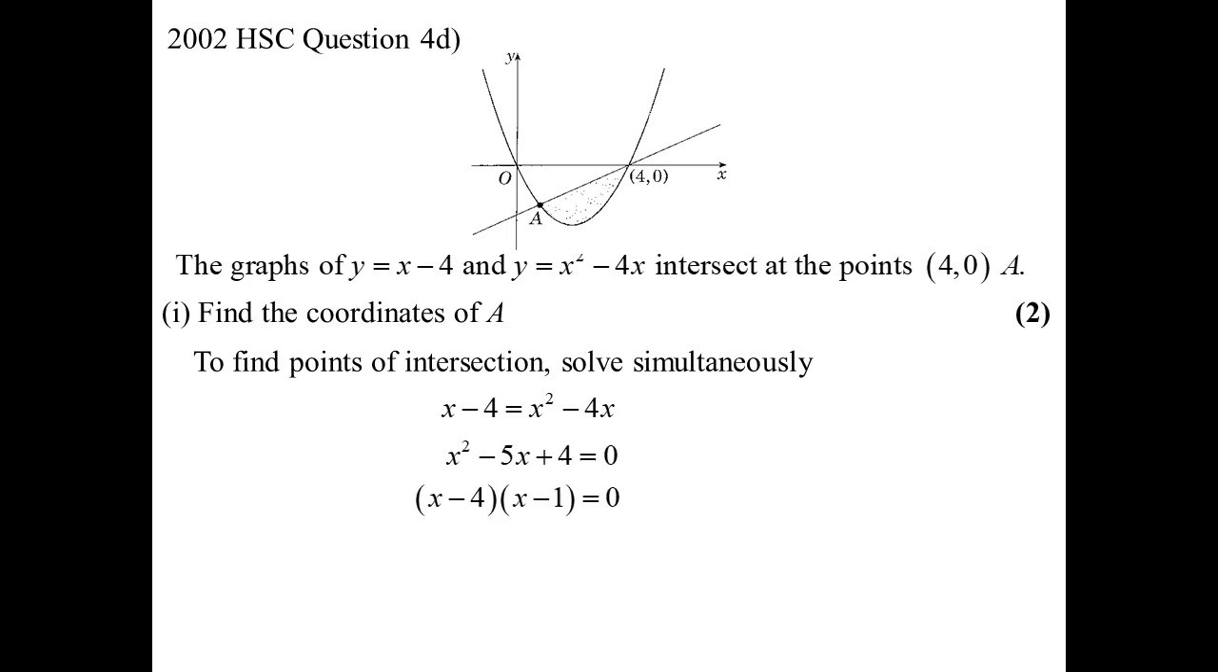Well, solve them simultaneously. Quadratic to solve. Look, x equals 1 or x equals 4, but we already know about the 4. Therefore, A must be the other one, so it's (1, -3).